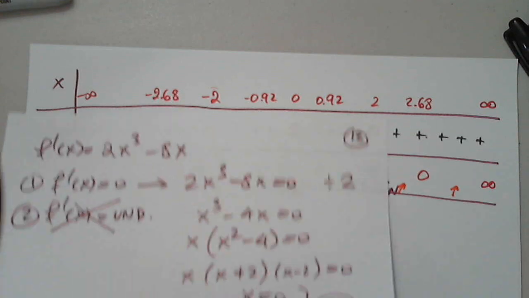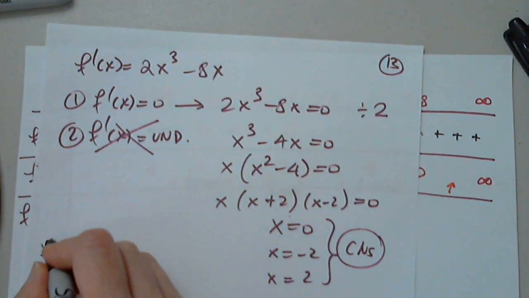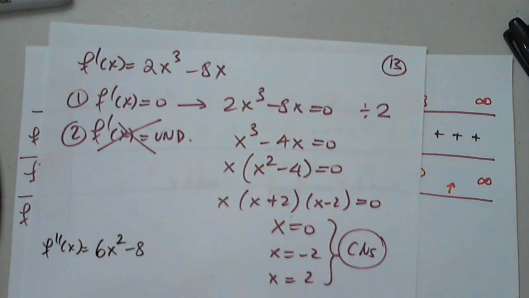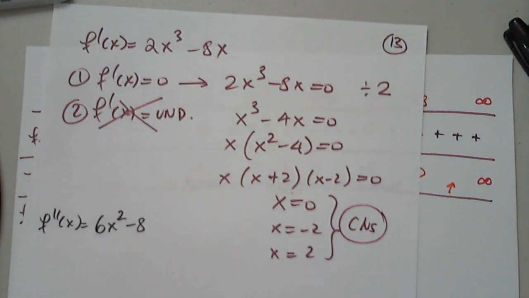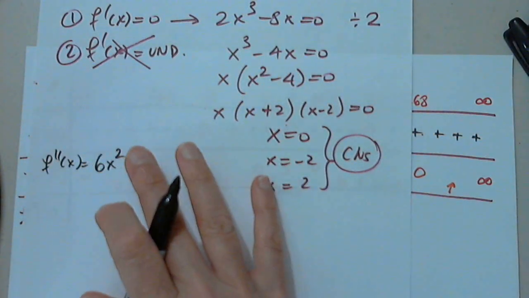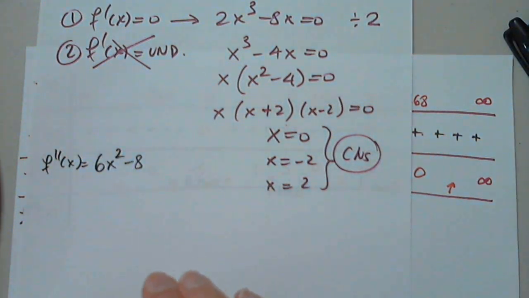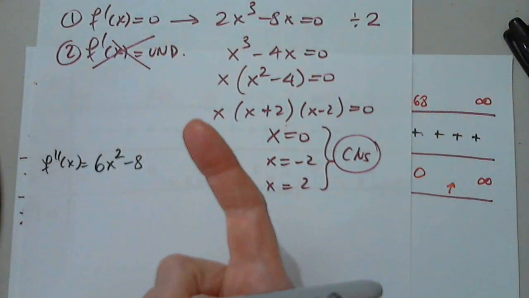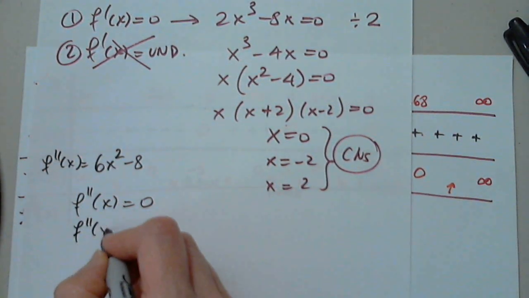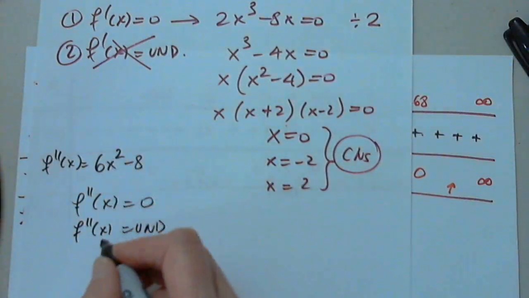Okay, so here is the first derivative. The second derivative will be 6x² - 8. Like before, we have never discussed the second derivative. Now we're doing it. Like with the first derivative, the second derivative could be 0 or undefined. Not for this function.